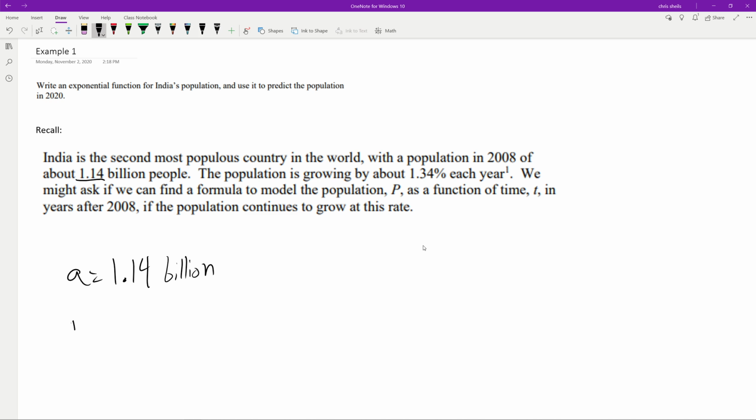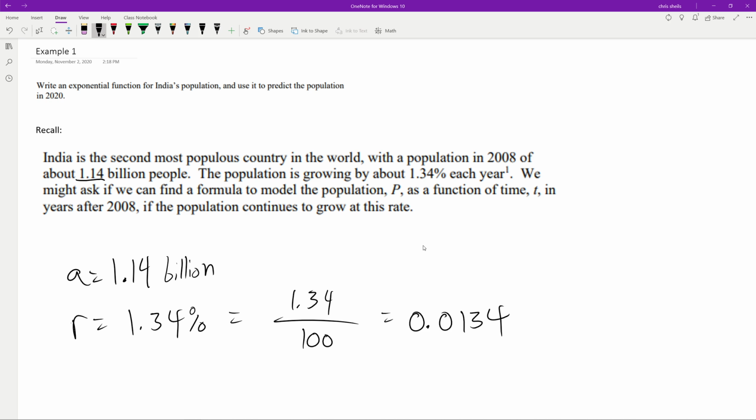We also have this growth rate, right? This growth rate is 1.34%. Or as a decimal, this growth rate is 1.34 over 100, right? Percent means per 100. And this is the same as moving the decimal to the left twice. And this is this percentage as a decimal.